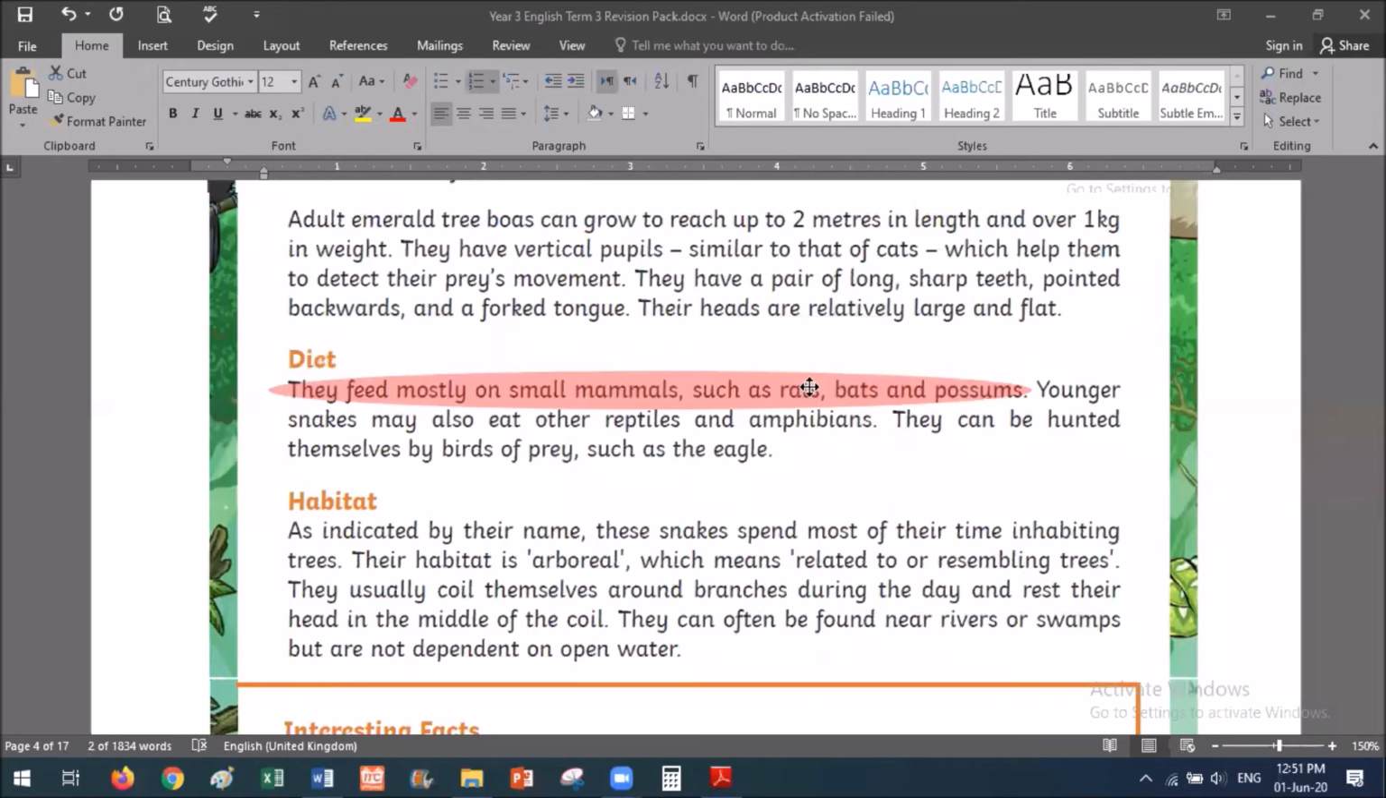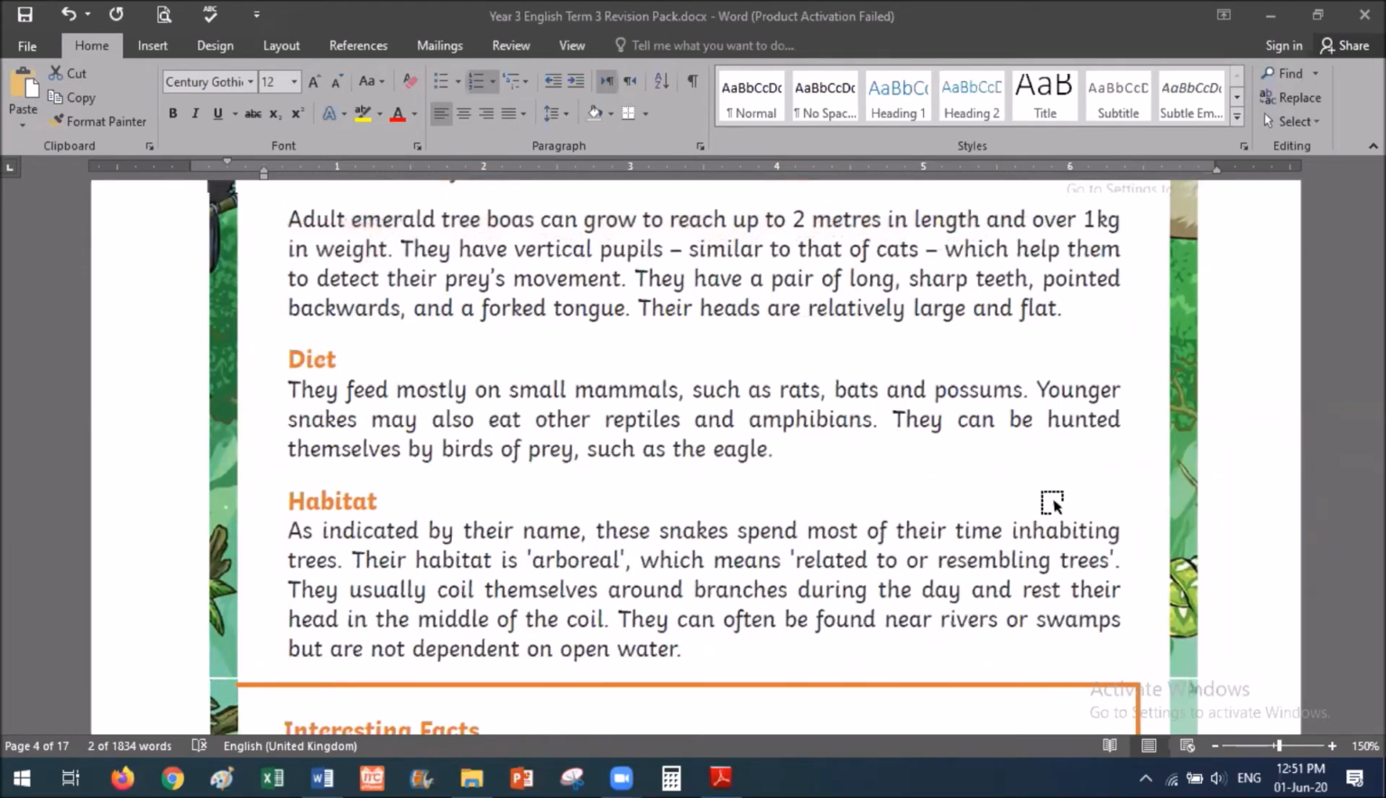We can see the topic sentence here as indicated by their name. These snakes spend most of their time inhabiting trees. So that is the first sentence. So it's telling us about the habitat. This sentence is telling us about the diet. This sentence is telling us about the appearance. So this is the topic sentence for the appearance. And it's always the first sentence, the topic sentence. Okay, the first sentence in the paragraph.